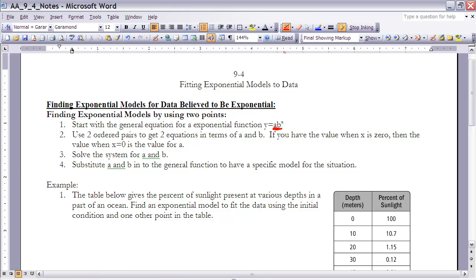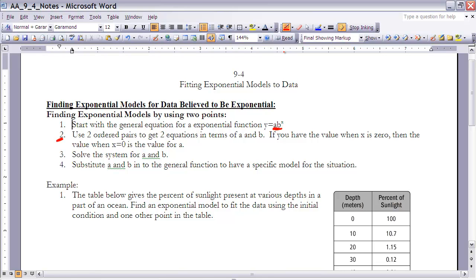In order to do that, we're going to start by using two ordered pairs from the data that we have. Anytime we do this, we're going to have a set of ordered pairs that is the data set we're working with. When we do that, we're going to get two equations in terms of a and b. Now, if one of your ordered pairs has the x, or the independent variable, as 0, that's really nice, because when you put x equals 0 in, that leaves you with your starting value. So that's pretty nice. We'll take a look at that in this next example.